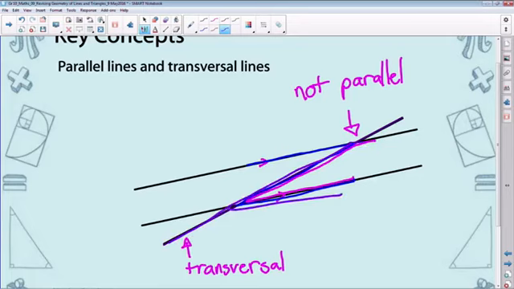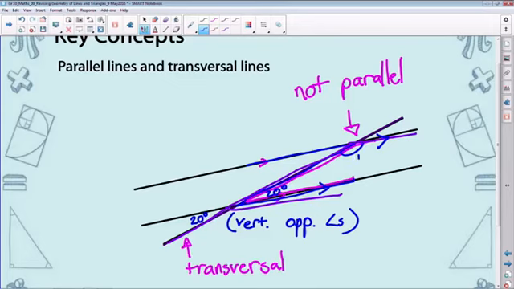Now, why is it important to know all of these? Well, you would have discovered with your constructions that if this was equal to 20 degrees, then this is equal to 20 degrees because of vertically opposite angles. And there's your reason. But now, because this line is parallel to this line, this angle over here is going to be supplementary to the 20 degrees.